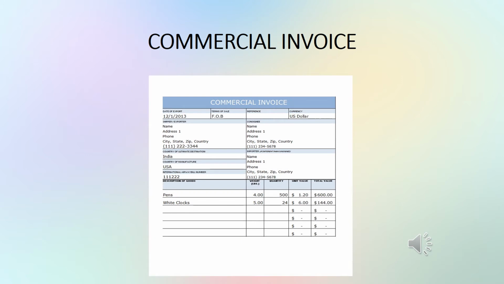Next is commercial invoice. As we know, commercial invoice is a legal document between the supplier and the customer that clearly describes the goods sold and the amount due from the customer. The commercial invoice is one of the main documents used by customs in determining customs duties.